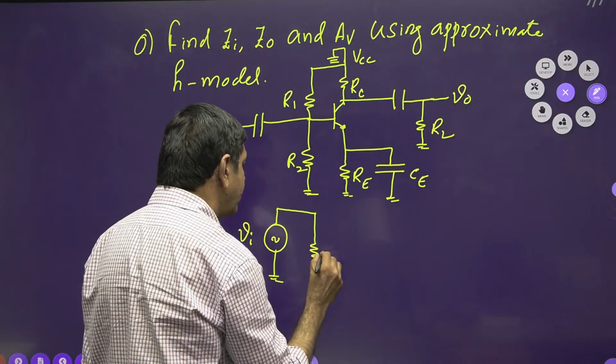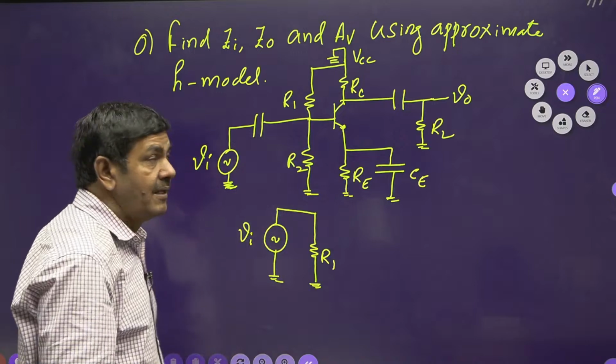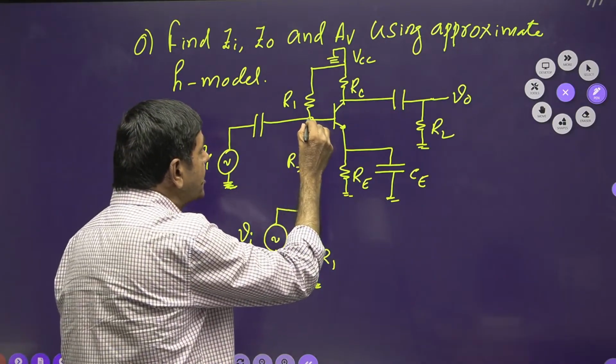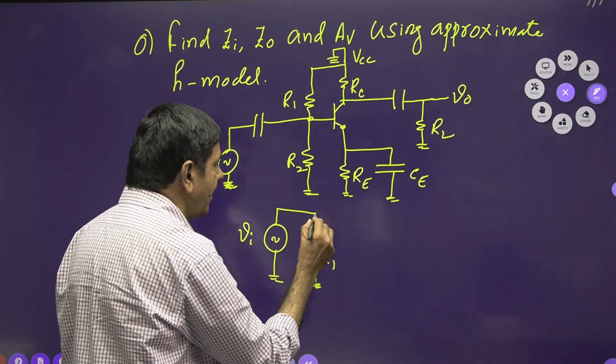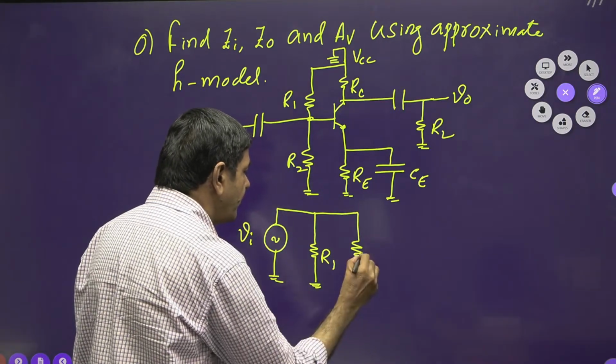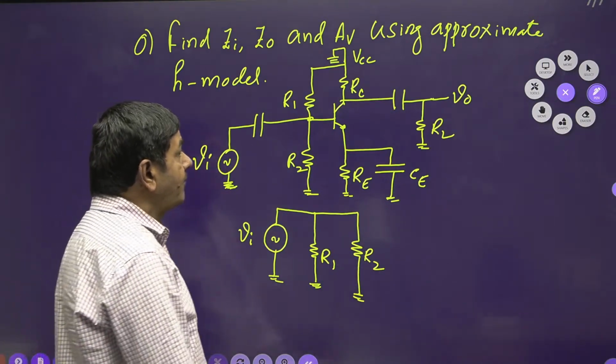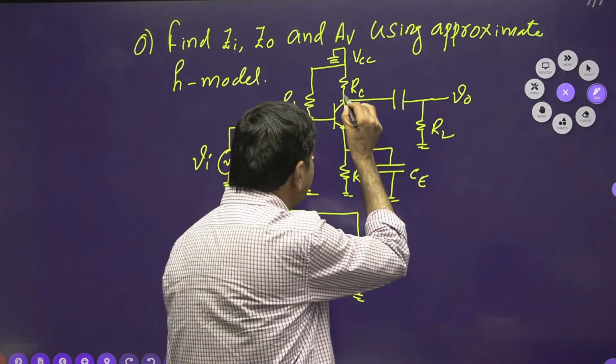I can connect R1 to the ground. And here R2 is also connected to the ground. I can connect R2 to the ground. This is also connected to the ground. After that, we have one transistor.